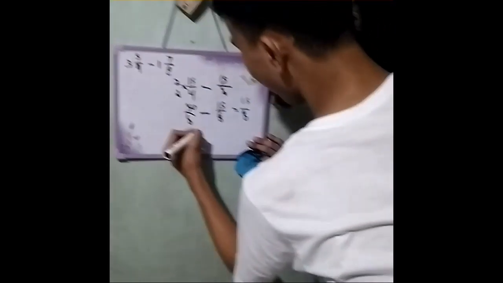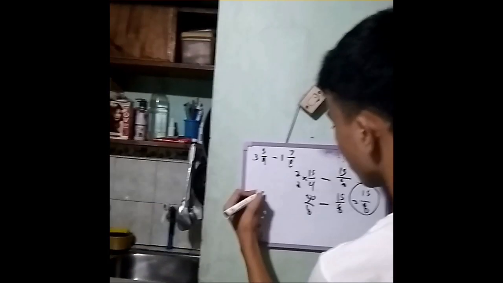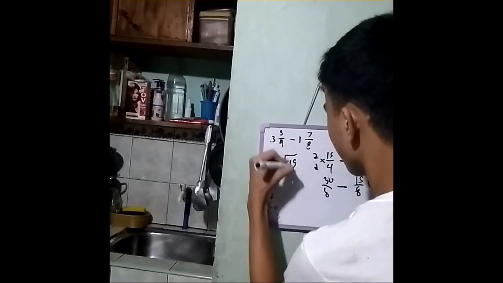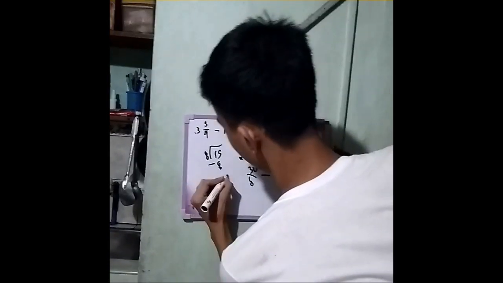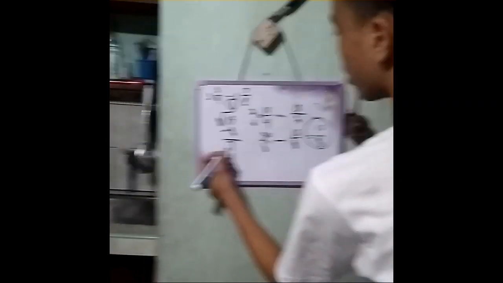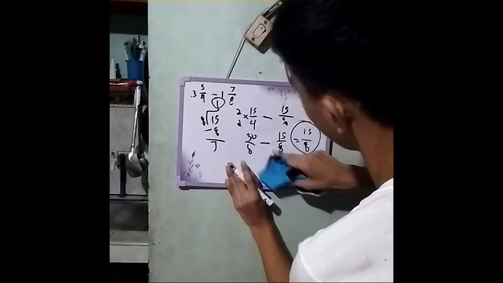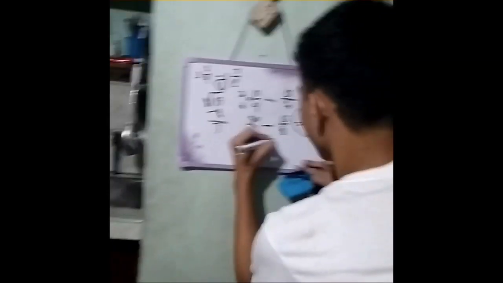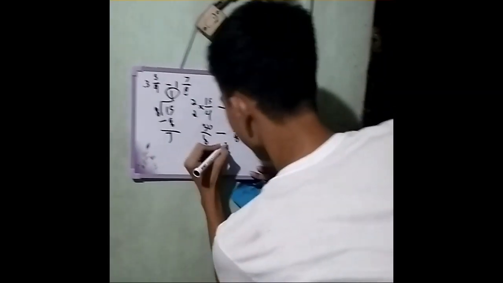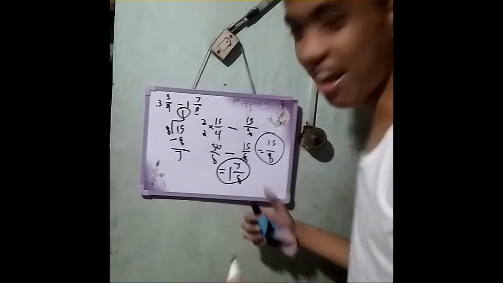Since mixed number ang hinahanap natin, so gagawin natin mixed number itong 15 over 8. So we're going to divide 15 by 8, 15 minus 8 equivalent to 7. So 1 is the whole number, 7 is the numerator, denominator will be 8, and this will be the final answer.